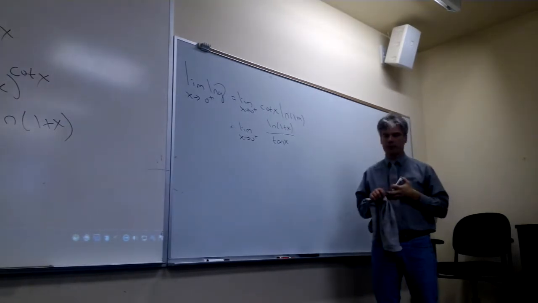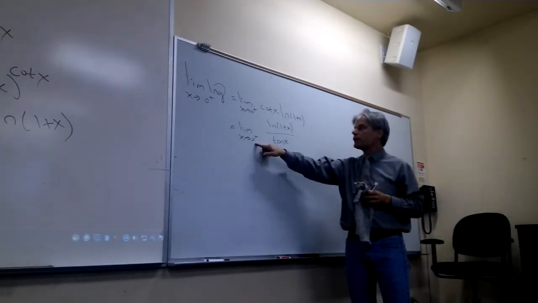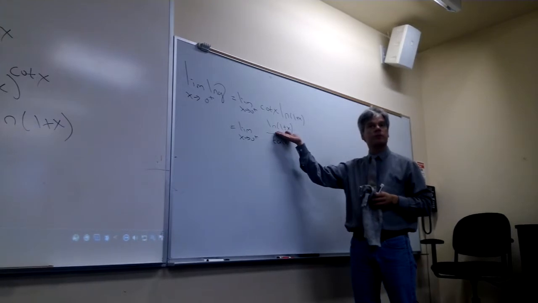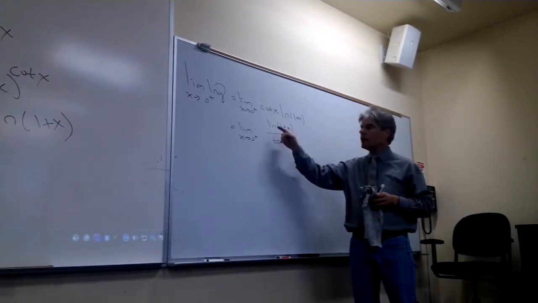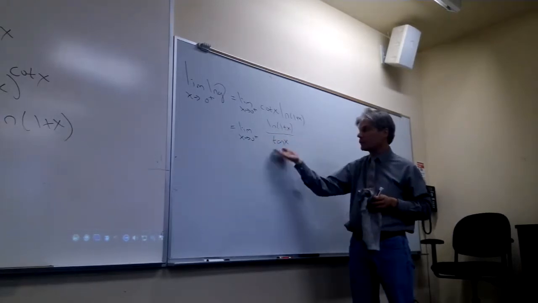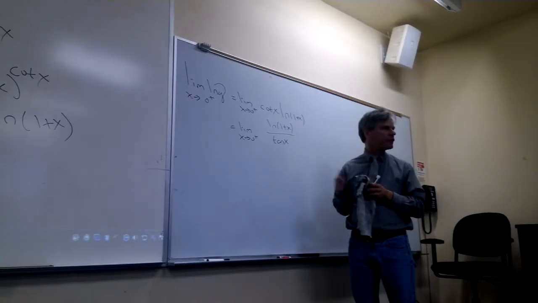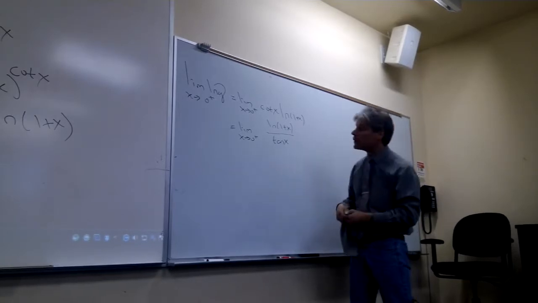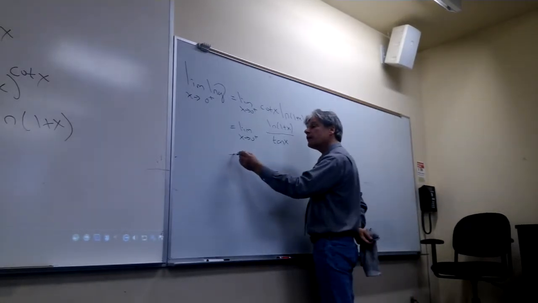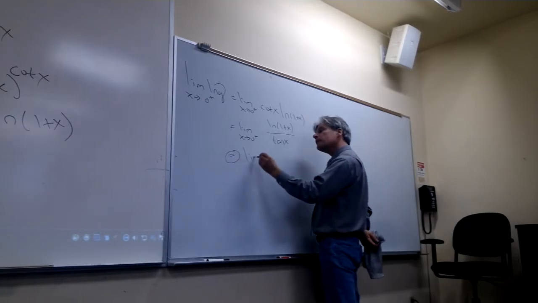Let's see where I'm at. As x goes to 0 from the right-hand side, what does this thing go to? 0. But as x goes to 0 from the right-hand side, what does this go to? Infinity. It's a 0 to 0 situation. Oh, that just screams out at me. I can apply L'Hopital's rule. And applying L'Hopital's rule, I got the limit.